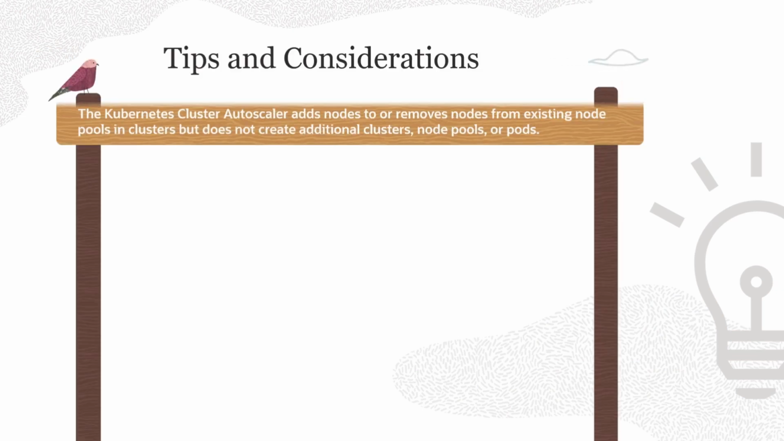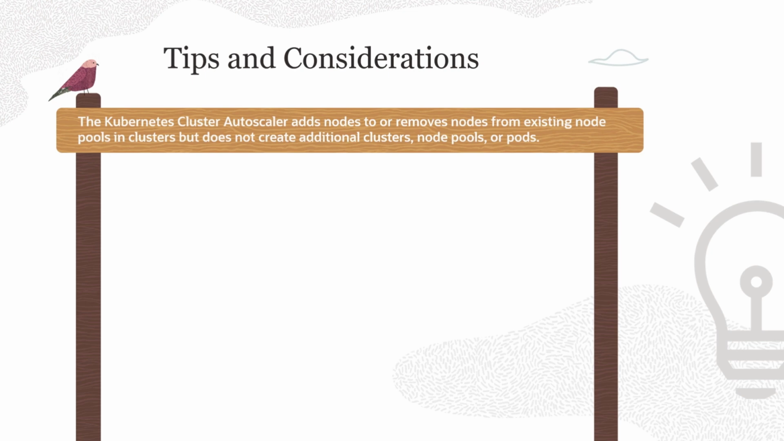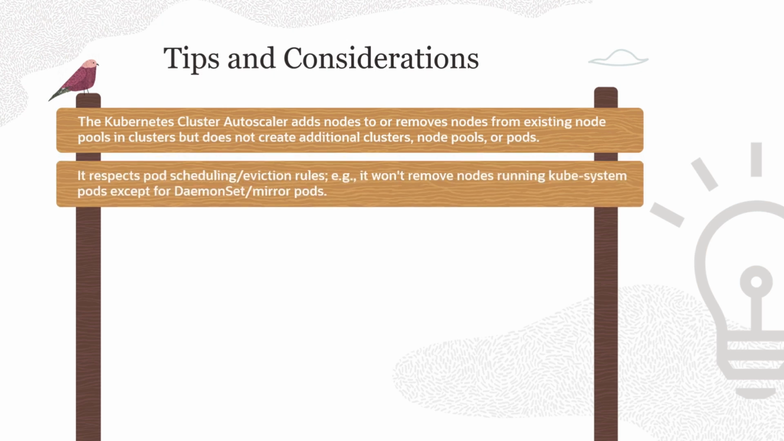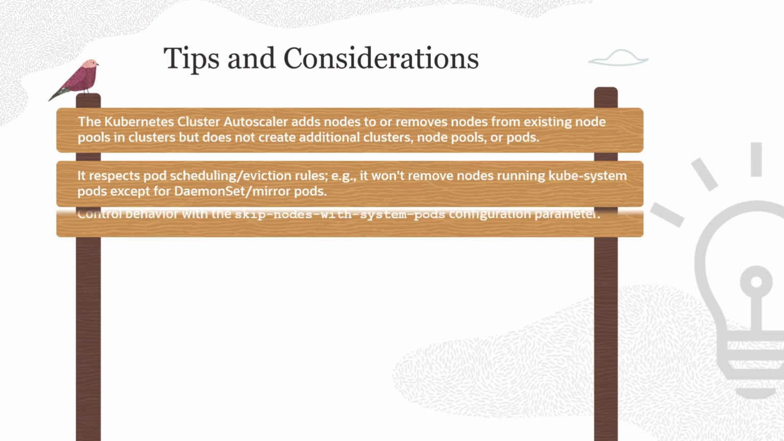Let's explore essential tips and considerations when working with Kubernetes Cluster Autoscaler. The Kubernetes Cluster Autoscaler dynamically adjusts existing node pools within the cluster, avoiding the creation of new clusters, node pools, or pods. Ensuring compatibility with pod scheduling and eviction rules, the autoscaler won't remove nodes running essential kube-system pods, except for daemon sets or mirror pods.